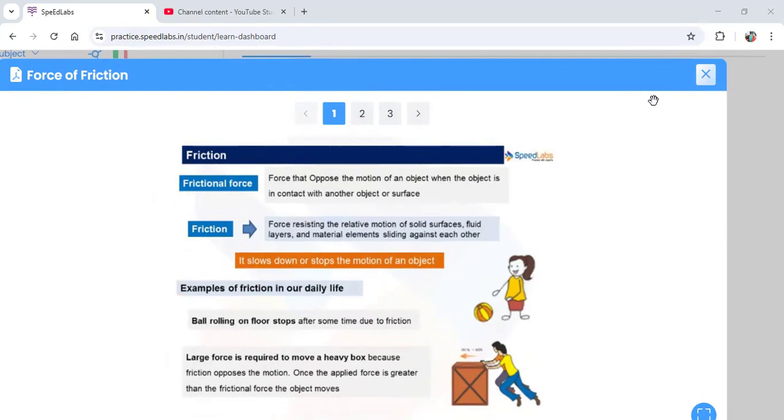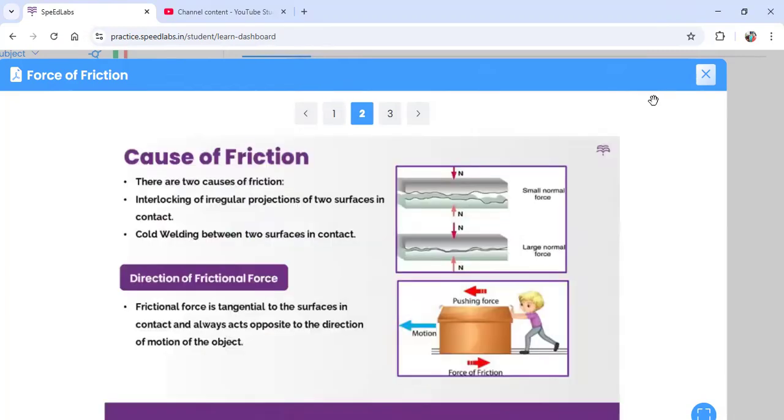You can see these two persons pushing the box. If the force applied is more than the frictional force, then only the box will move. Otherwise, the box won't move. Yes or no? Next, cause of friction, children.